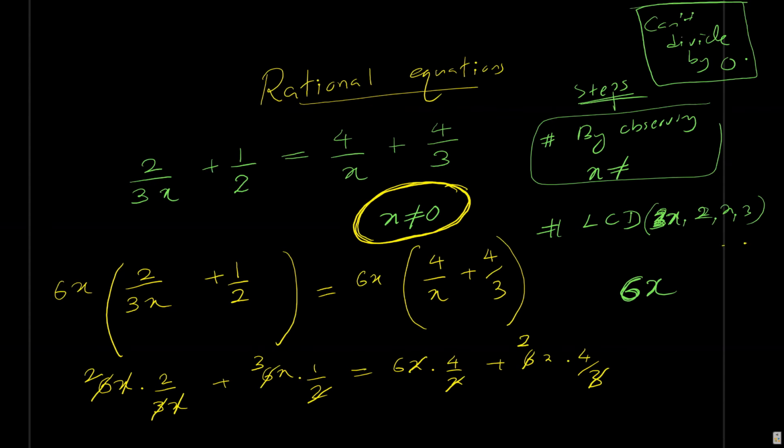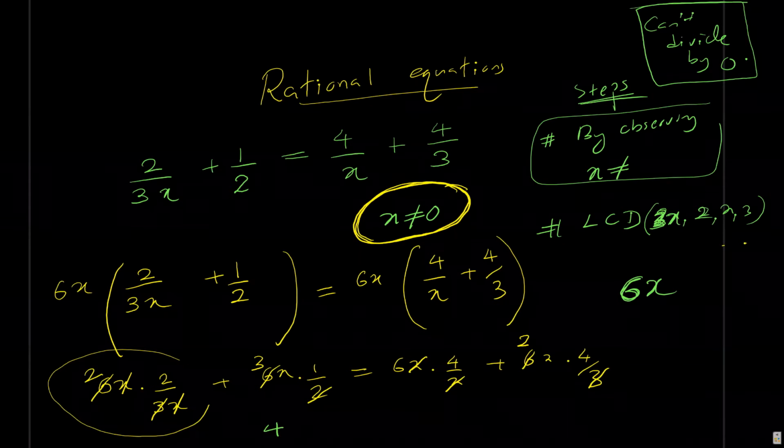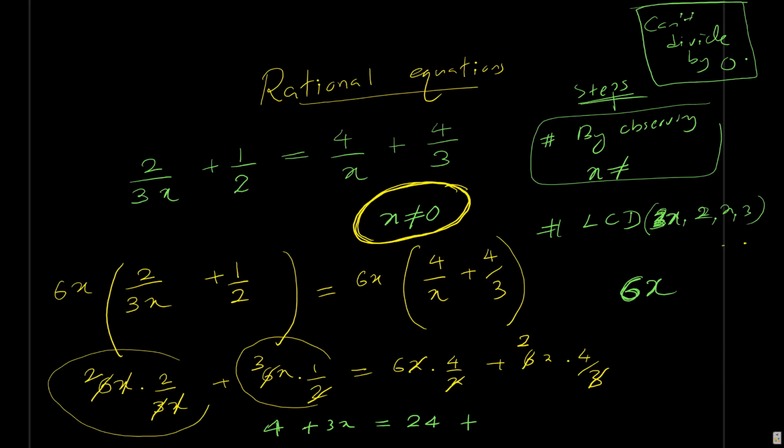Now let's simplify this. So here in the first part you only have 2 into 2, so you have 4. And in the second part, you have 3x. And in the third part, 24. And plus 2x into 4, so 8x. Right?